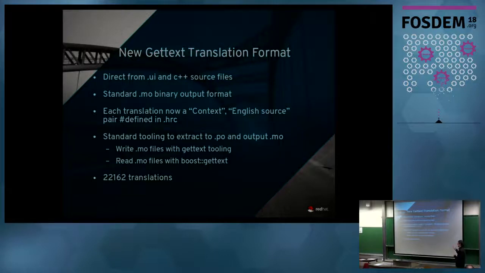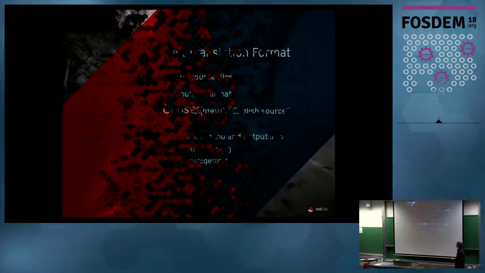So that's 22,000 odd translations. So 1,000 UI files and 22,000 translations, taken from the old binary file formats, converted into the .ui XML file format, and to a binary but standardized gettext MO file format.